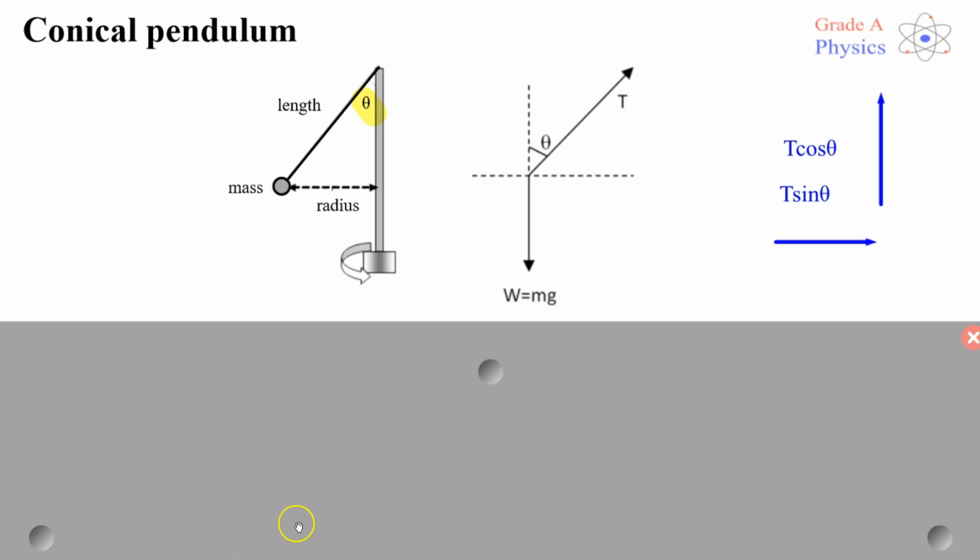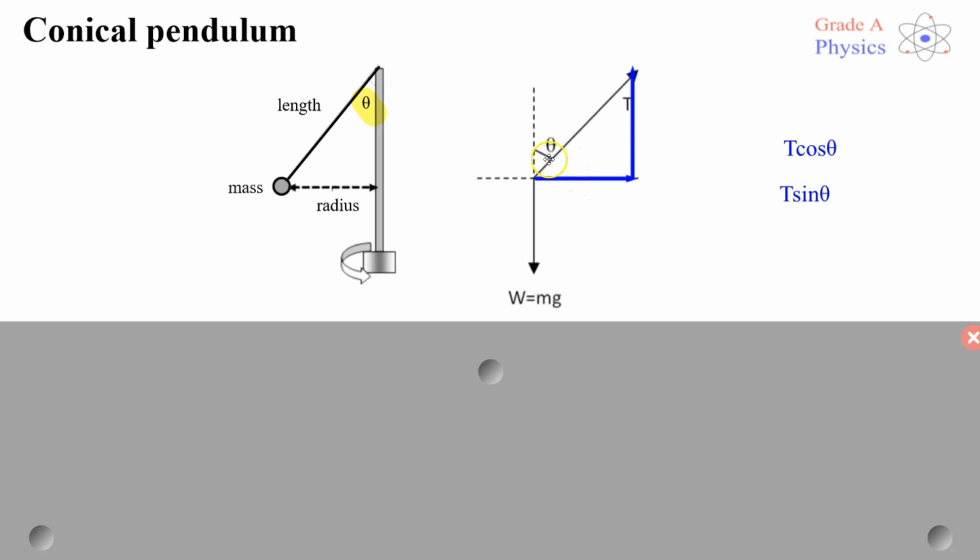So we could analyse this and think, okay, well the tension is doing two things. If I split the tension into two components, its horizontal component and its vertical component, then in terms of theta, theta here or up at the top, then T cos theta is going to be this component here, and T sin theta is the horizontal component. So what are these components doing?